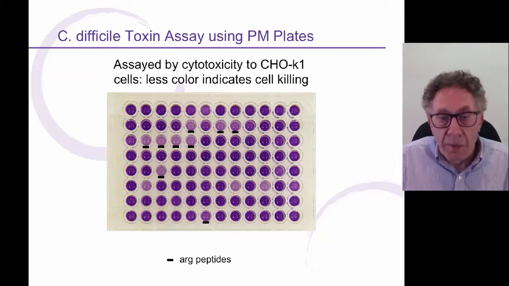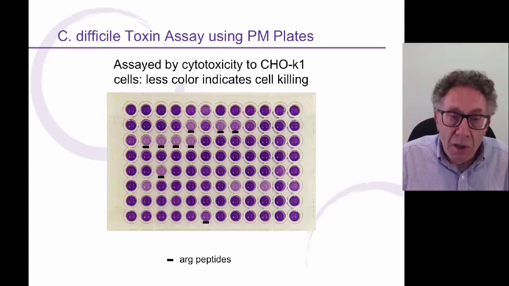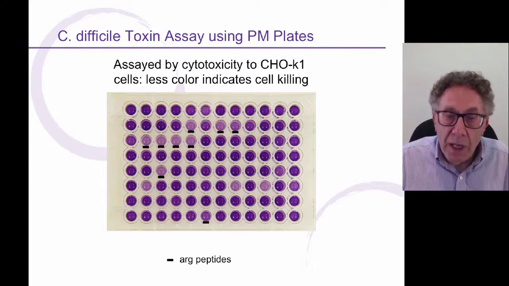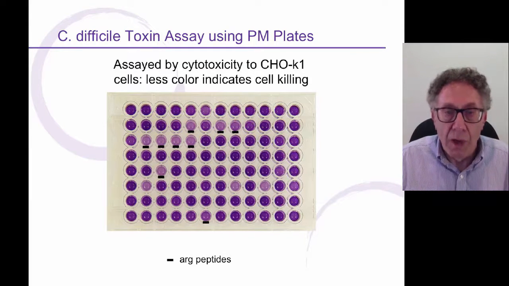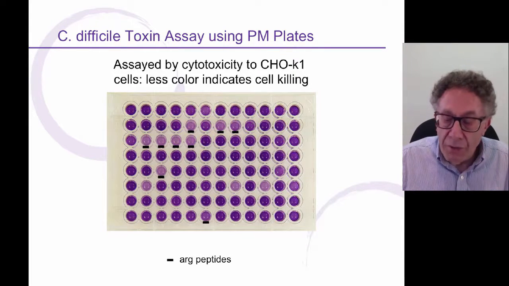So here's a close-up of that particular plate, and we detected toxin production. This particular plate happened to have a lot of arginine peptides. So just as arginine was an inducer of toxin production in the Fusarium, we also found it to be a toxin inducer in Clostridium difficile, but we found things that actually gave even higher induction than arginine.